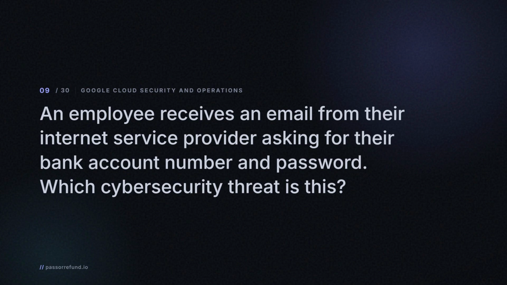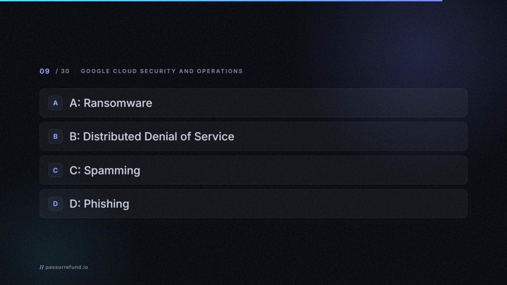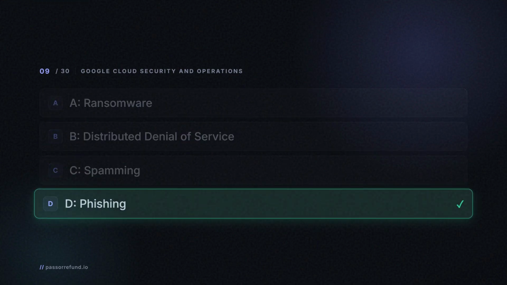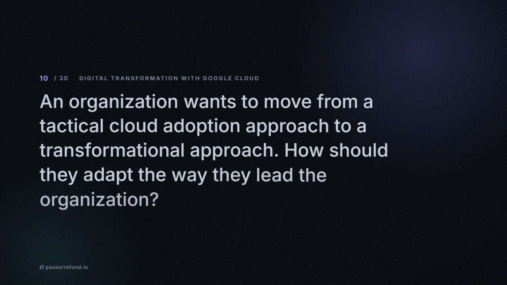Okay, so consider this scenario. An employee gets an email from their internet service provider asking for their bank account number and password. Which cybersecurity threat is this exactly? I would go with D. Phishing is a specific type of social engineering where an attacker sends a fraudulent message designed to trick a person into revealing sensitive information.